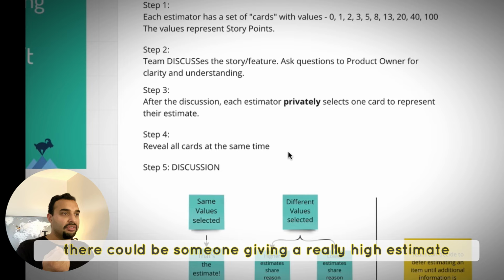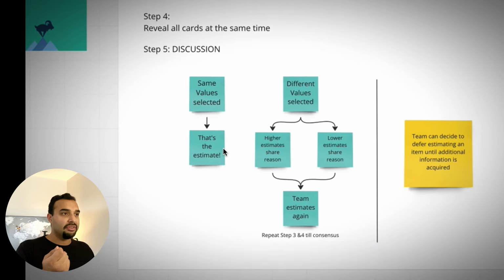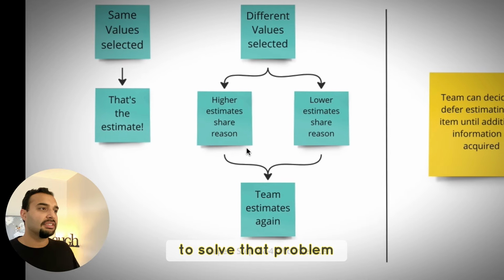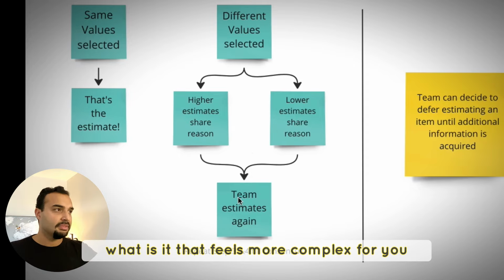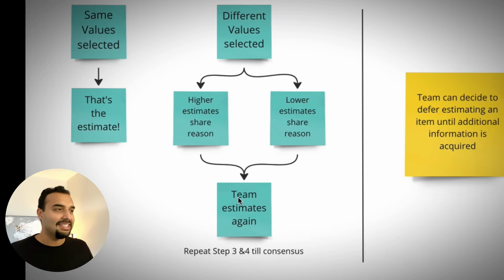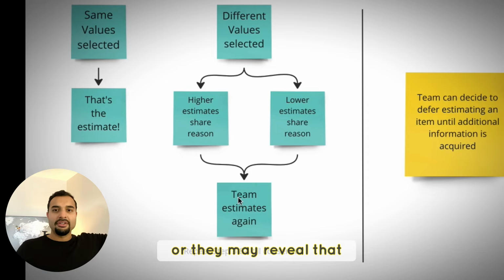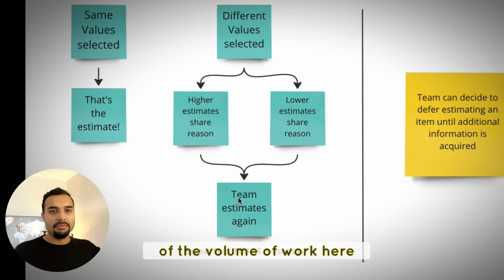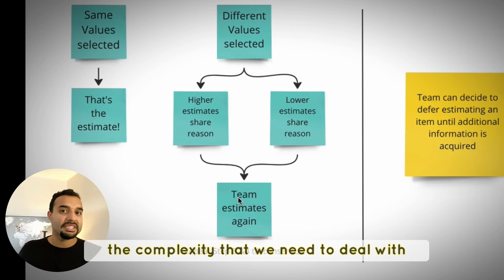There could be someone giving a really high estimate compared to the rest of the team, someone giving a really low estimate compared to the rest of the team. Well, you have a simple tool in your hands to solve that problem. You ask them, what is it that feels more complex for you? And they may reveal more information that they may have, or they may really reveal that I am uncertain and I'm not sure of the volume of work here, or the risk or uncertainty, or in general the complexity that we need to deal with.